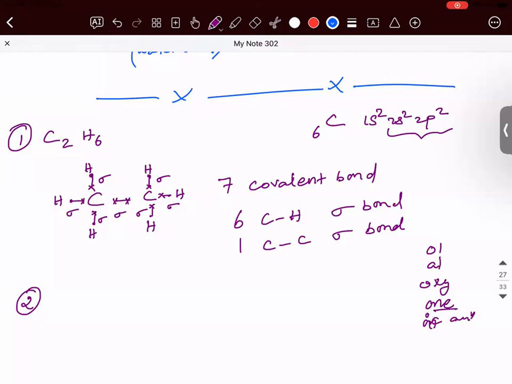So butanone means CH3, CH2, CO, CH3, with 4 carbons. This will be the butanone. So what is the functional group? Ketone is the functional group, because the carbonyl group is surrounded by alkyl groups.